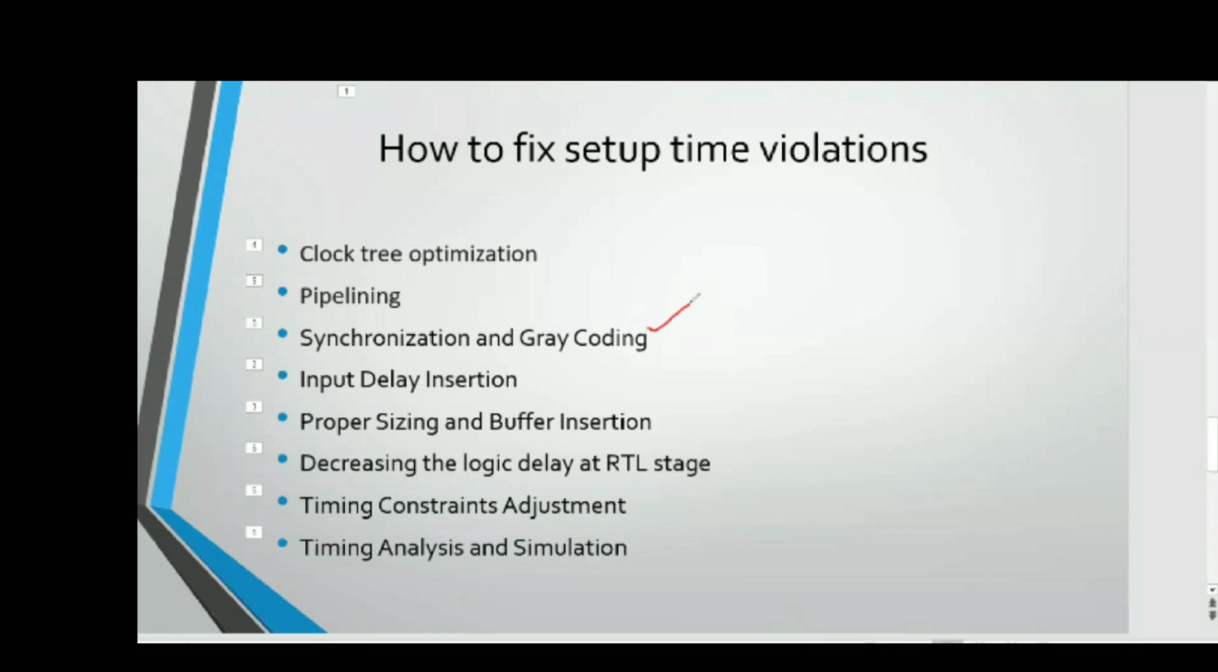Consequences of setup violations. What happens if your setup window, the window meaning the amount of time during which your data must be stable, is not maintained? Your data is not stable, it is changing during that window also. So the first thing is it leads to functional errors. Functional errors means that you are expecting your circuit to function in a certain way, but it is not functioning like that.